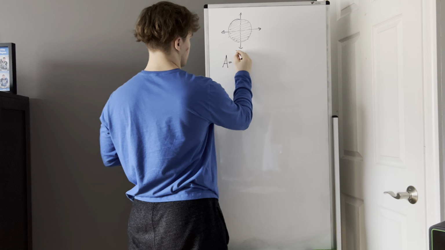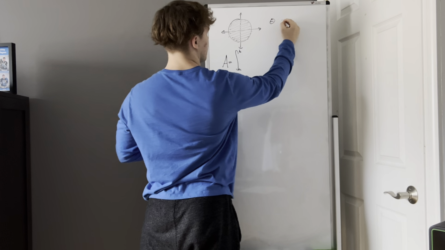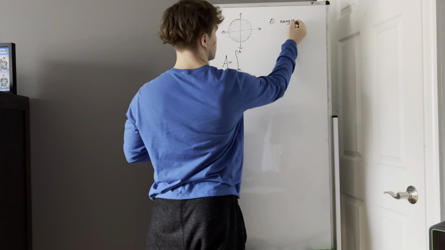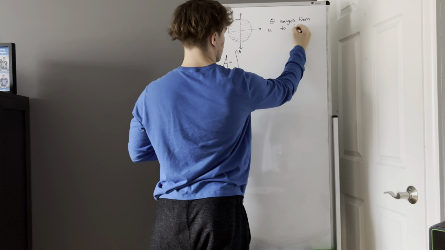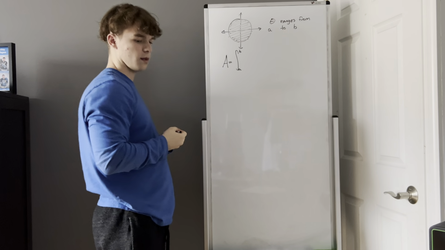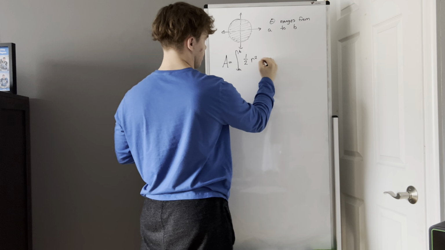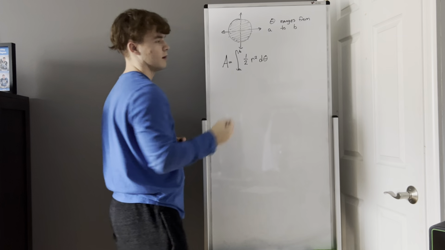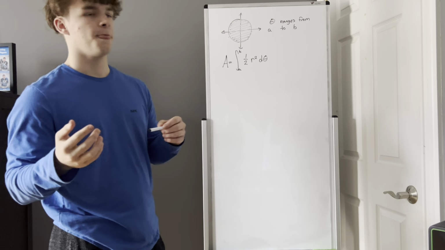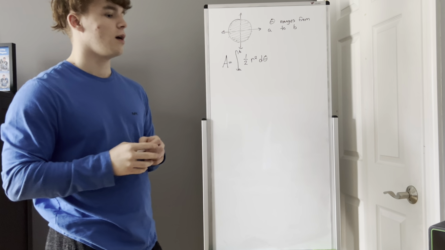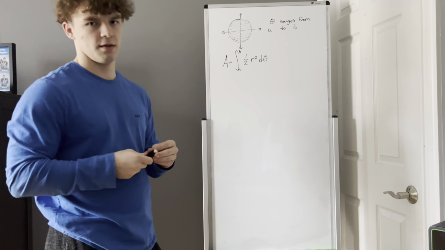Area equals the integral, where I'll write it up here, theta ranges from a to b of 1/2 r squared d theta. r, of course, is a function of theta, so we can plug that in and square it. This would give you a very, very complicated integral, most of the time, of course.